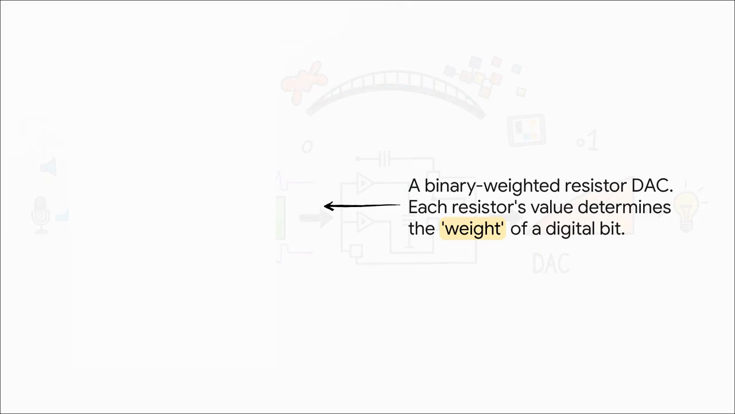And here it is. This is the actual circuit that brings our recipe to life. You see those different resistors? They are what give each ingredient its proper weight. The most important bit gets the smallest resistor, letting the most current flow. That's our cup of flour. The least important bit gets the largest resistor, letting only a tiny bit of current through, our pinch of salt. And the op-amp, that's our chef, acting as a summing amplifier, mixing everything together perfectly.